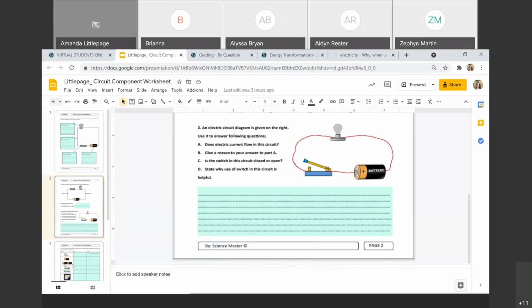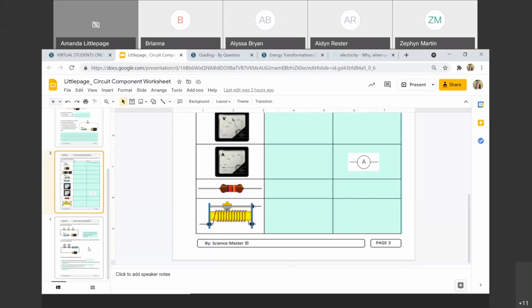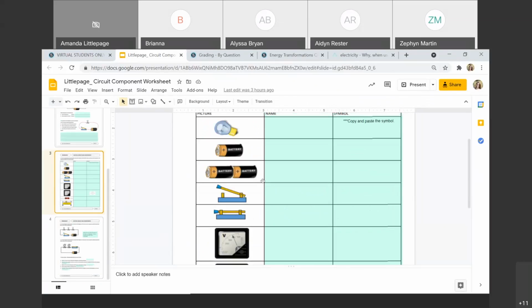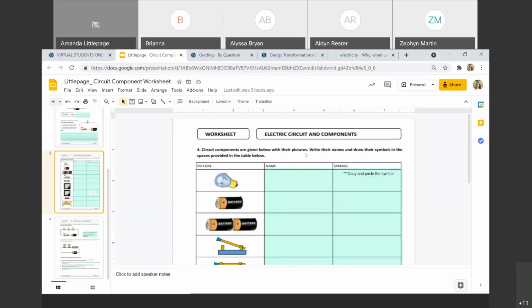Now, number 3 is the part I want to make sure I go over with you. And then, of course, number 4 as well. But number 3, page 3 says, circuit components are given below with their pictures. Write their names and draw their symbols in the spaces provided. I'm not going to have you draw these and submit it to me. So what you can do is you can type on here for the name.